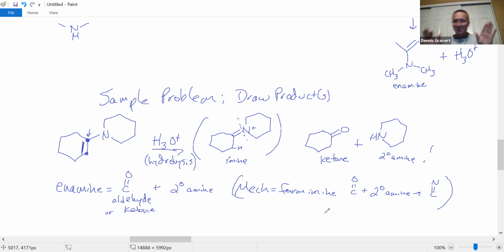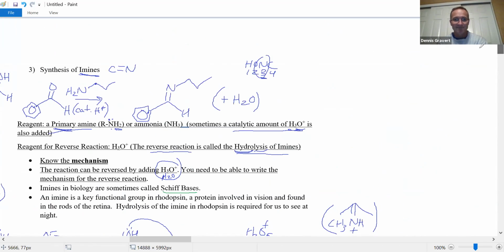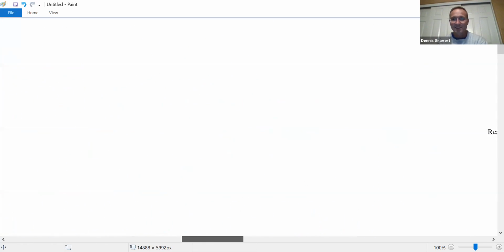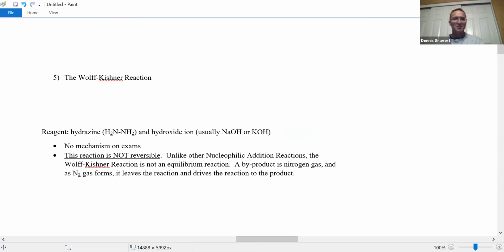So next one, we're not doing a mechanism. And it's not because the video is long, it's because the mechanism is long. And you can figure it out if you need to, but no one asked this on organic chemistry. So no mechanism for this one. It's actually a variation of the imine reaction.